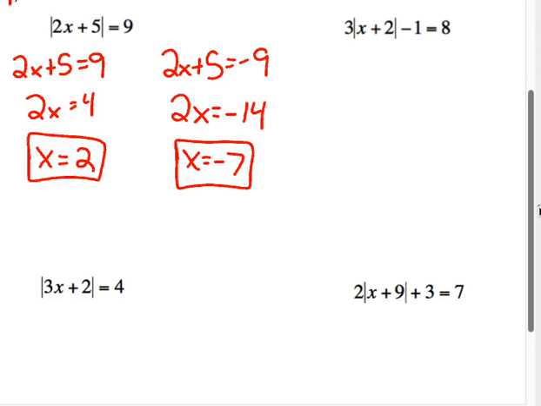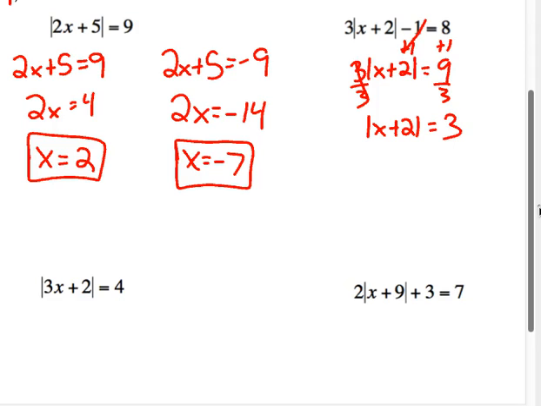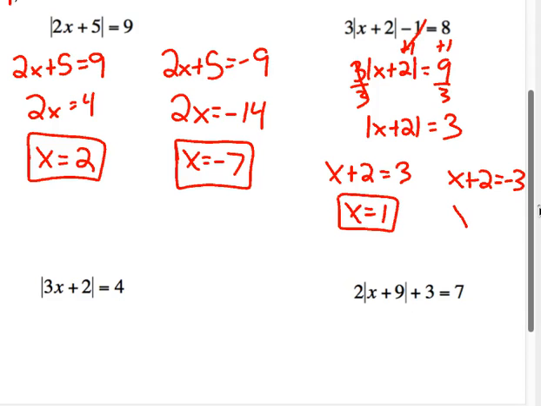Now, sometimes there's an added step where you have to get the absolute value by itself first. When you're dealing with that, I'm going to add this 1 over first, divide by the 3, and now I'm going to separate it out into my two equations, the positive equation and the negative equation. So x could be 1 or x is -5. Remember, for the most part, we're talking about getting two solutions to these.